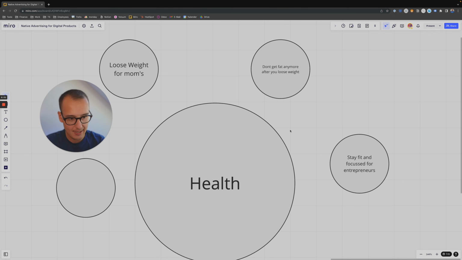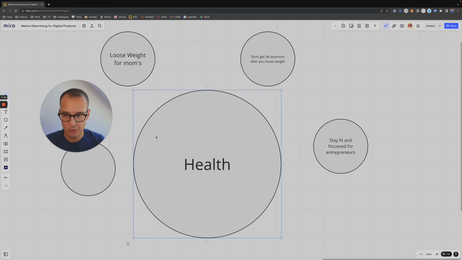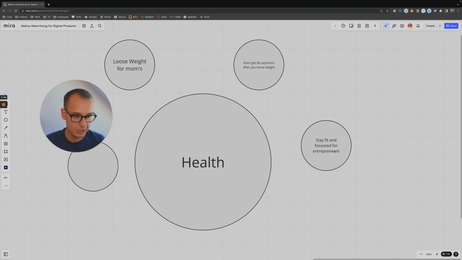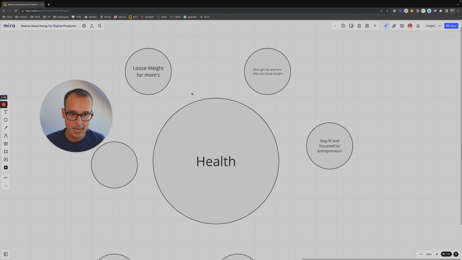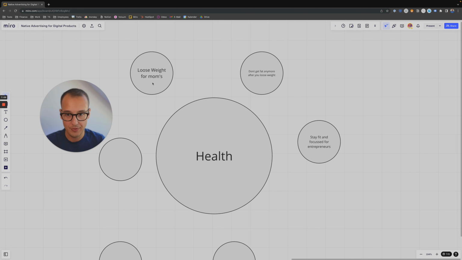So you definitely have to approach the dedicated person very precisely. Something like, lose weight for moms, don't get fat anymore, no yo-yo effect, stuff like that. But in general, you always have the core product, and you just try different approaches to see what's working best here on native. And everything is aligned with that.